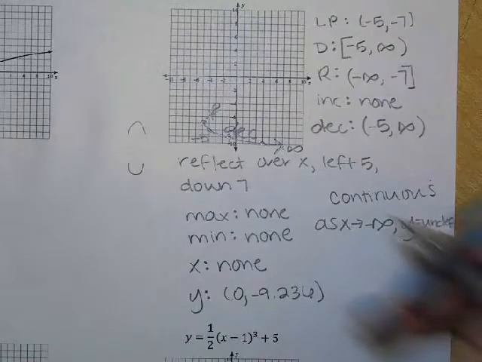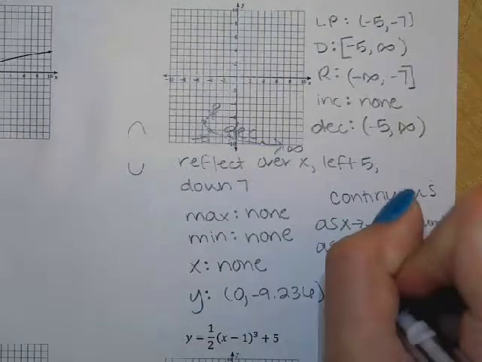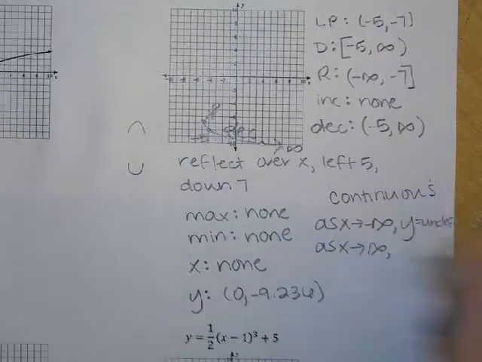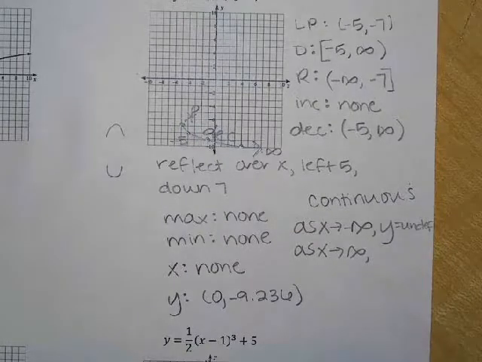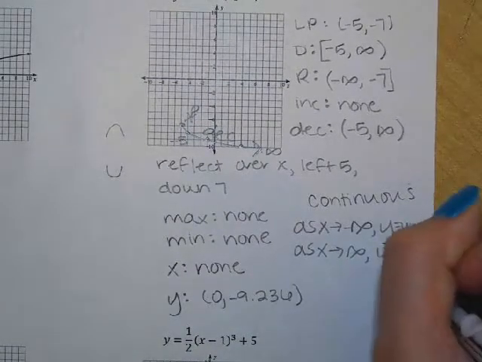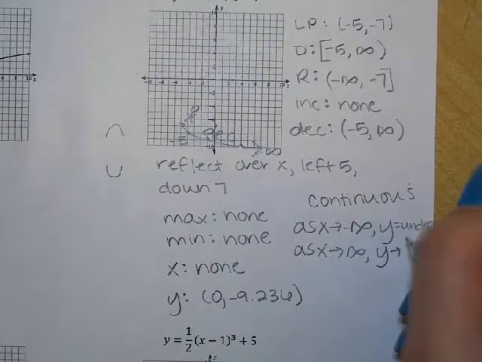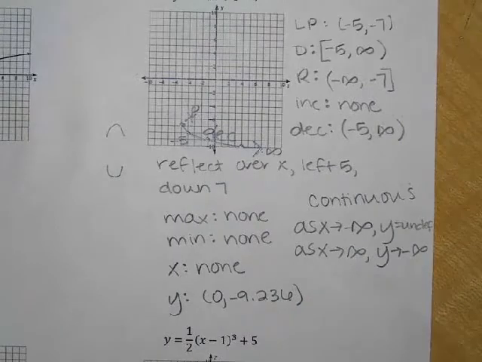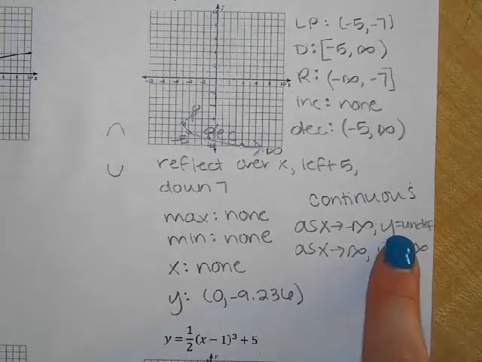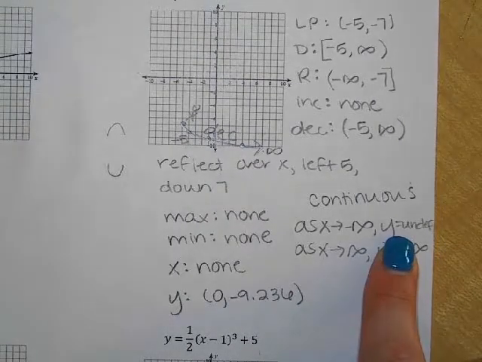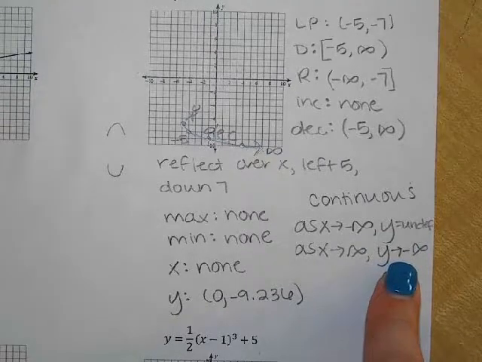Okay. As we look to the right of the graph, so as x goes right forever, is the arrow going up or is the arrow going down? Down. So I'm going to say y goes to positive or negative infinity. Negative infinity because the arrow is going down. So as we go to the left, the y value is undefined. As we go to the right, the arrow goes down.